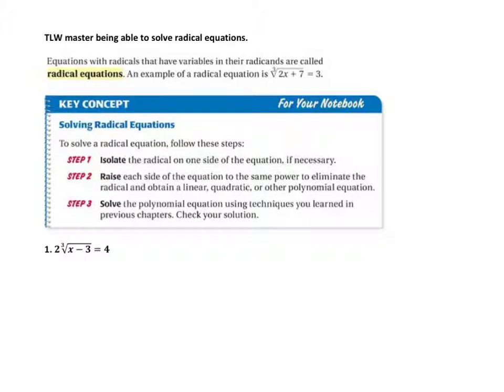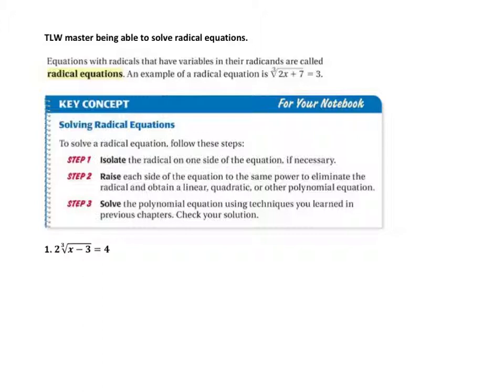Alright guys, today's goal: the learner will master being able to solve radical equations. Equations with radicals that have variables in their radicands are called radical equations. An example of a radical equation is the cube root of the quantity 2x plus 7 equals 3.